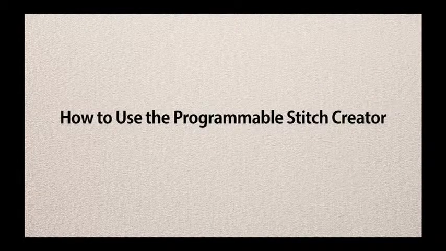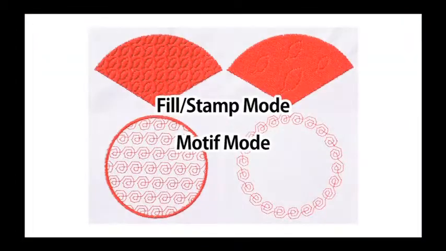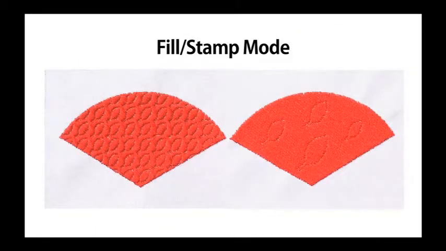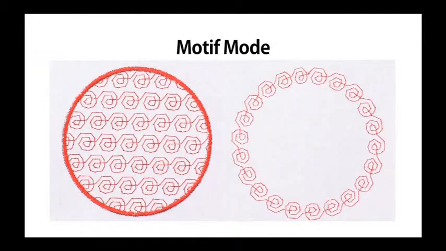How to use the Programmable Stitch Creator. The Programmable Stitch Creator has two modes. Fill or Stamp mode allows you to create stitch patterns using programmable fill or stamp functions. Motif mode lets you create stitch patterns using Motif stitch for region sewing and line sewing.